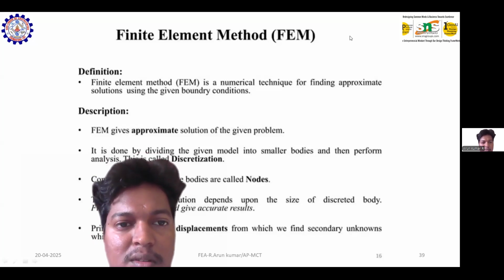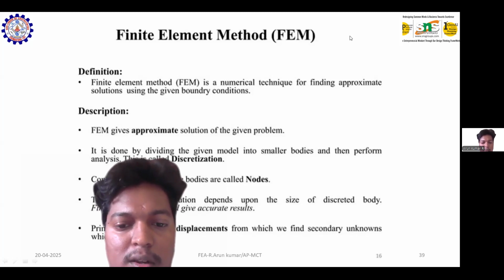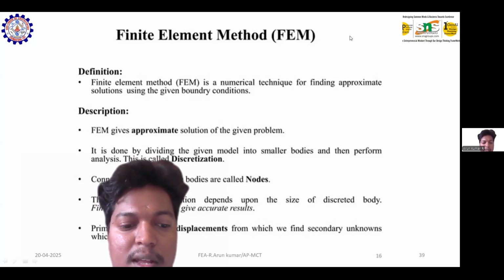So what is the description of the FEM? The FEM gives an approximate solution of the given problem. It is done by dividing the given model into smaller bodies and then performing the analysis. This is called discretization. The connecting points of these bodies are called nodes. The accuracy of the solution depends upon the size of the discrete body; a fine discretization gives an accurate result. The primary unknowns are displacements, from which we find the secondary unknowns, which are the stresses.